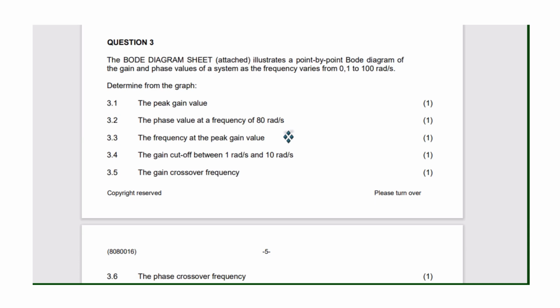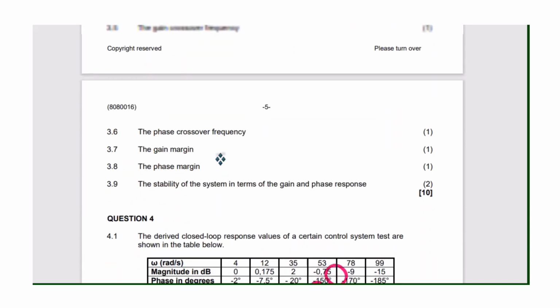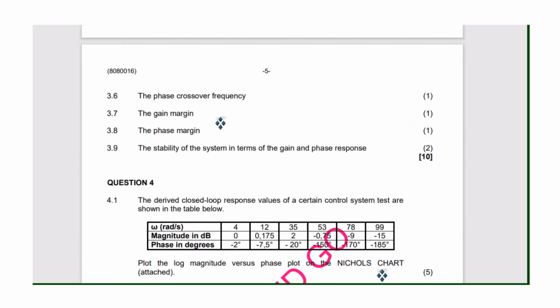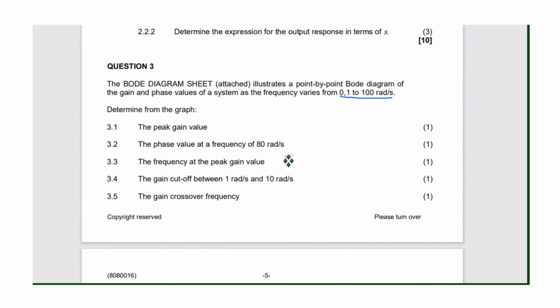Okay, we have the Bode diagram sheet attached from 0.1 to 100. Determine from the graph the peak gain value. I'll write the answers here. Guys, this question is like 10 marks every time. Every question is 1 mark, then stability is 2 marks because they want you to explain your answer. So peak gain value, they are looking for gain, so our answer must be in decibels, and peak means maximum.